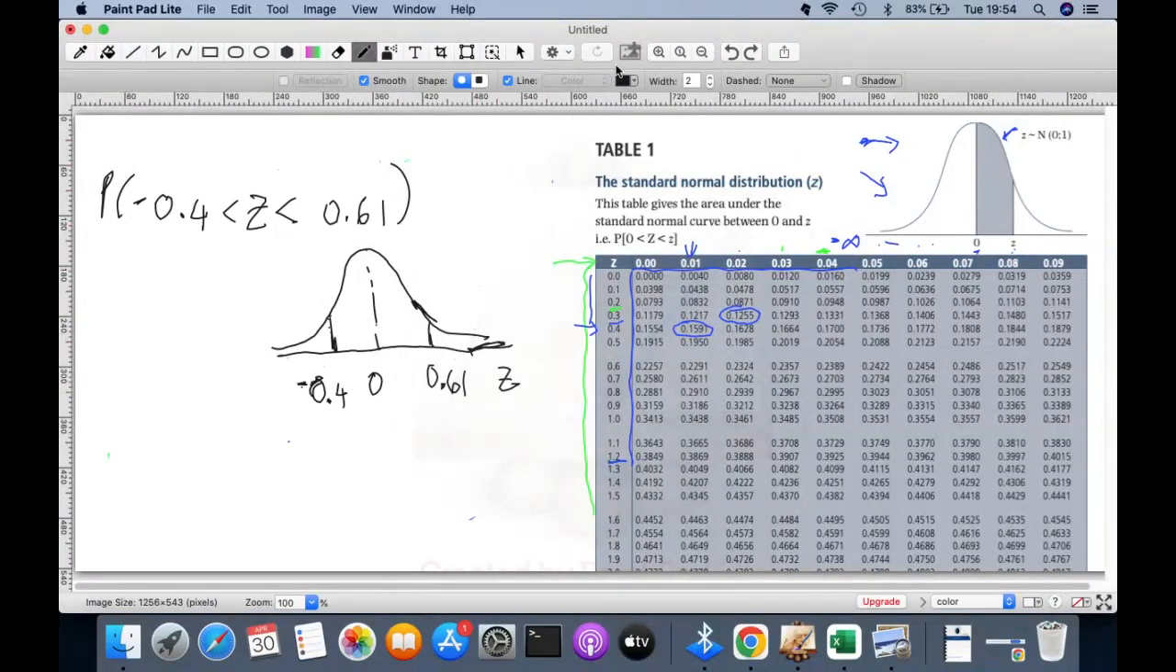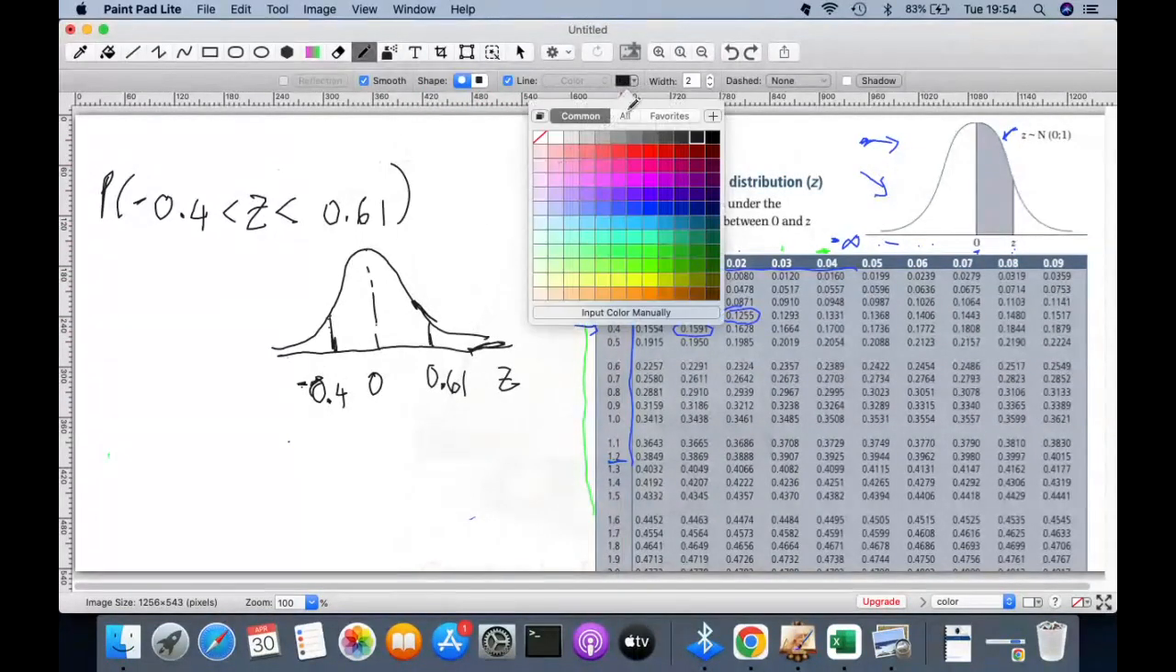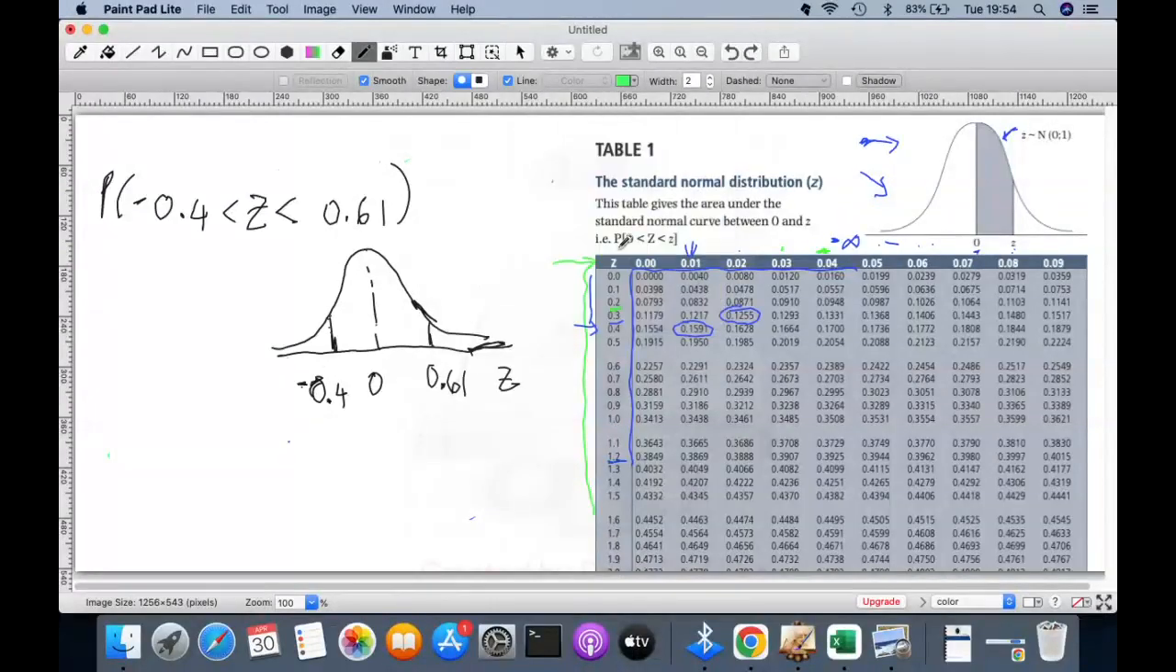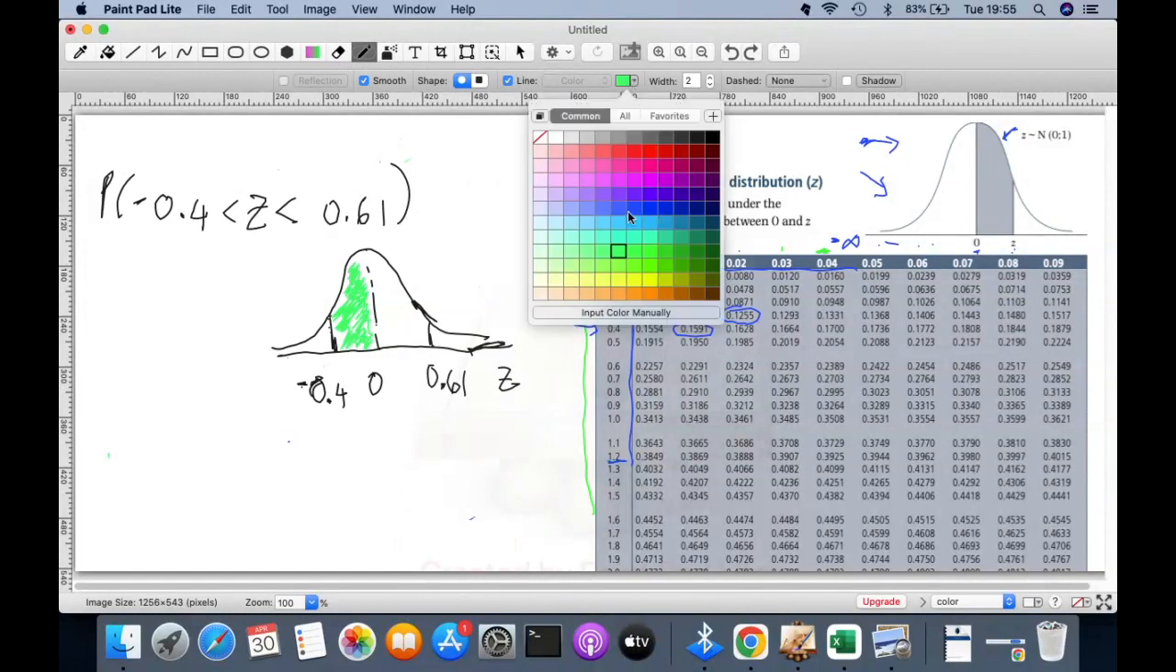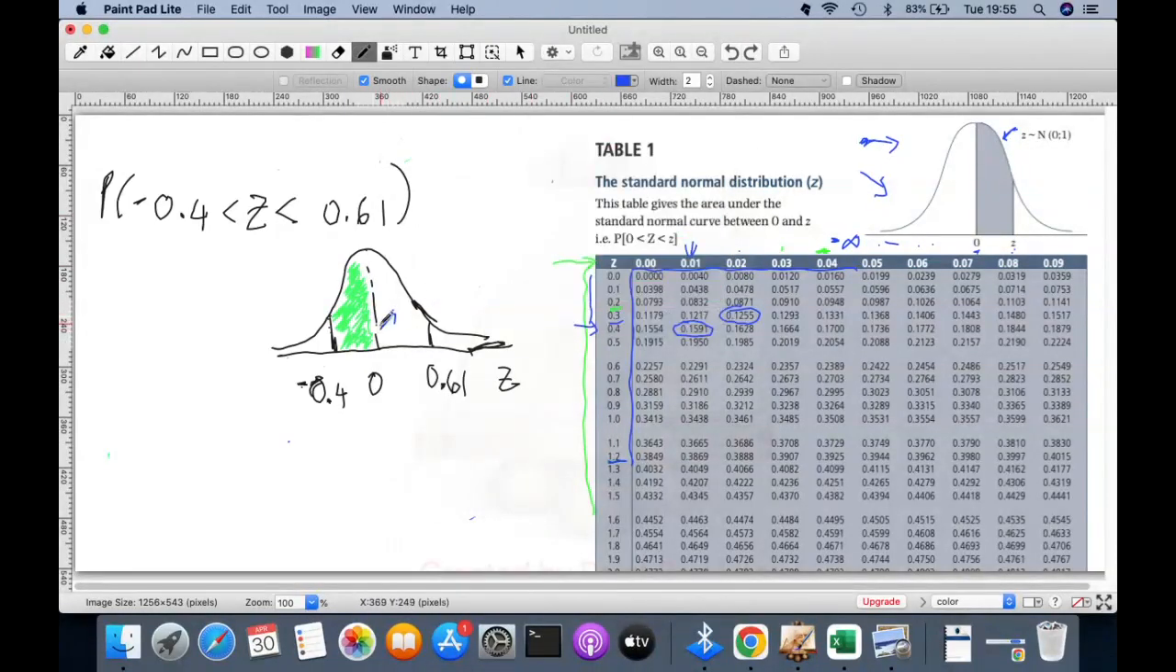All right, so we want to know the area between these two values. So I am going to break this up into two parts. I'm going to shade the area from negative 0.4 to 0 as green. Okay, so you have an idea here, and I can distinguish the two sections. And then the remaining area, from 0 to that, let's make it blue.